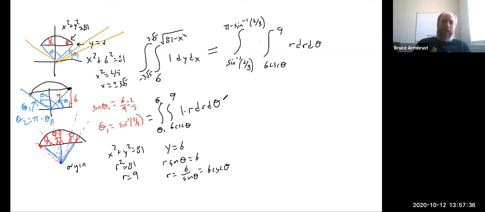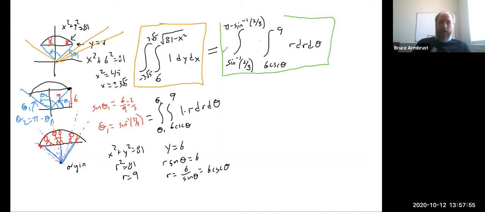Put a big old equal sign there. So at the end of the day, basically we have to decide, do we want to do the double integral that's in orange or the double integral that's in green, right? Because those are equivalent. It's just the orange one is rectangular and the green one is polar.